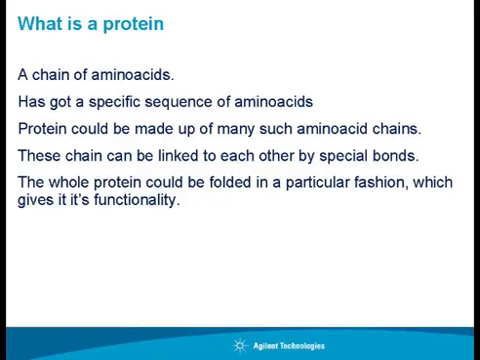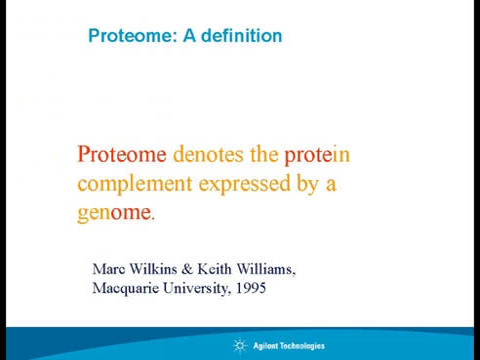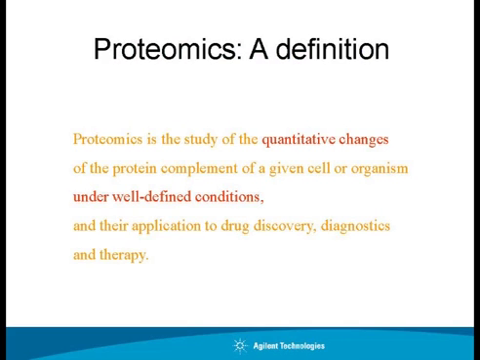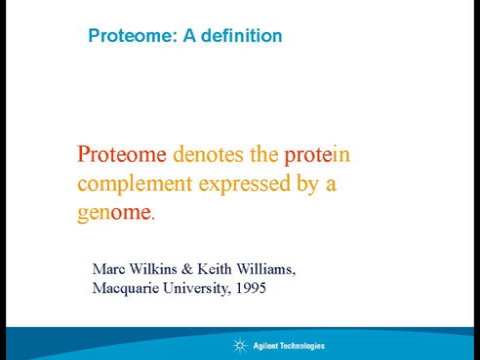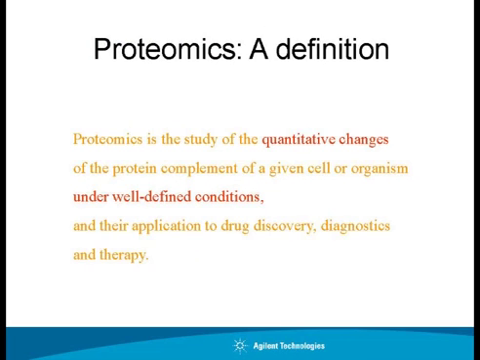So basically what is a protein, you know everyone, it's a chain of amino acids, multiple amino acids, polypeptides. You can call them peptides, polypeptides, and then proteins. So proteome denotes the protein complement expressed by a genome. And then proteomics is the study of it. So what is the difference between these terms: proteomics, metabolomics, transcriptomics? When it becomes omics, why so omics? So these terms make it omics.